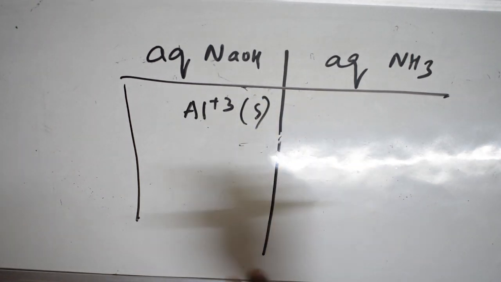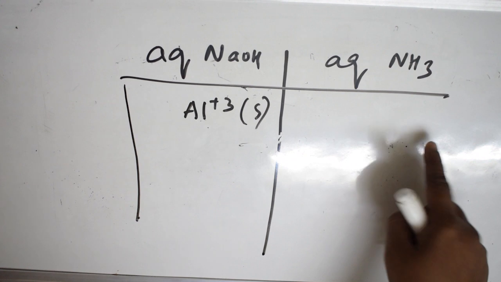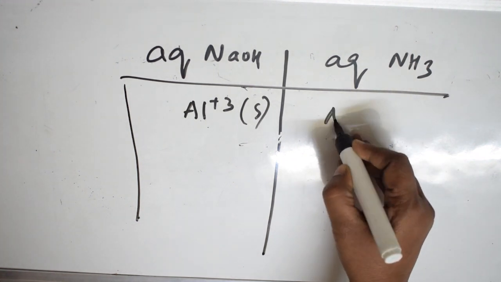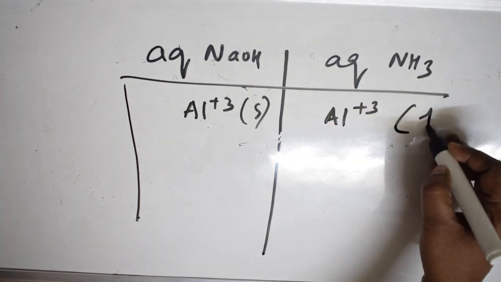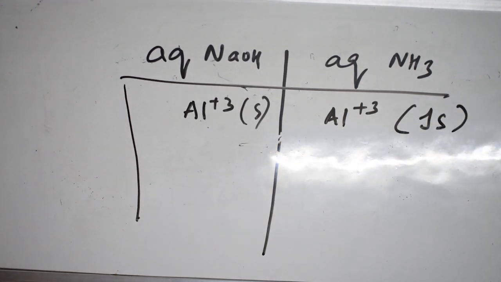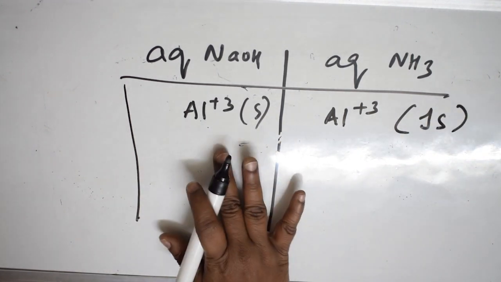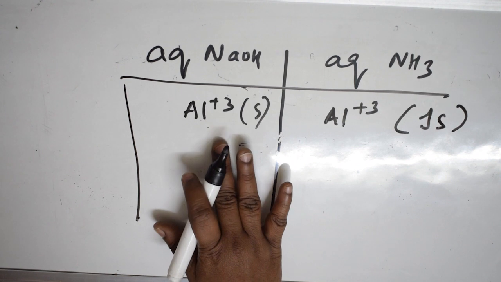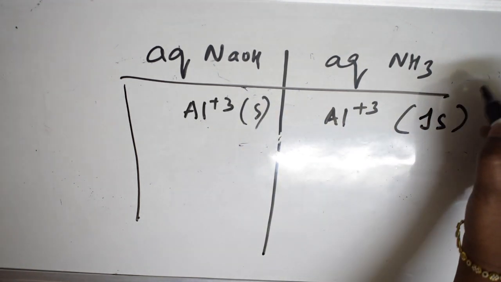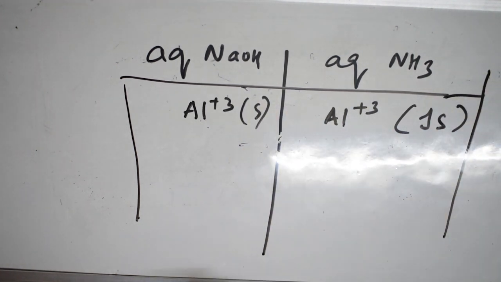I'll write soluble. Suppose I take aqueous ammonia, this aluminium Al plus 3 ion is insoluble. So both are white PPTs. The white PPT formed is soluble in aqueous sodium hydroxide, but it is insoluble in aqueous ammonia.